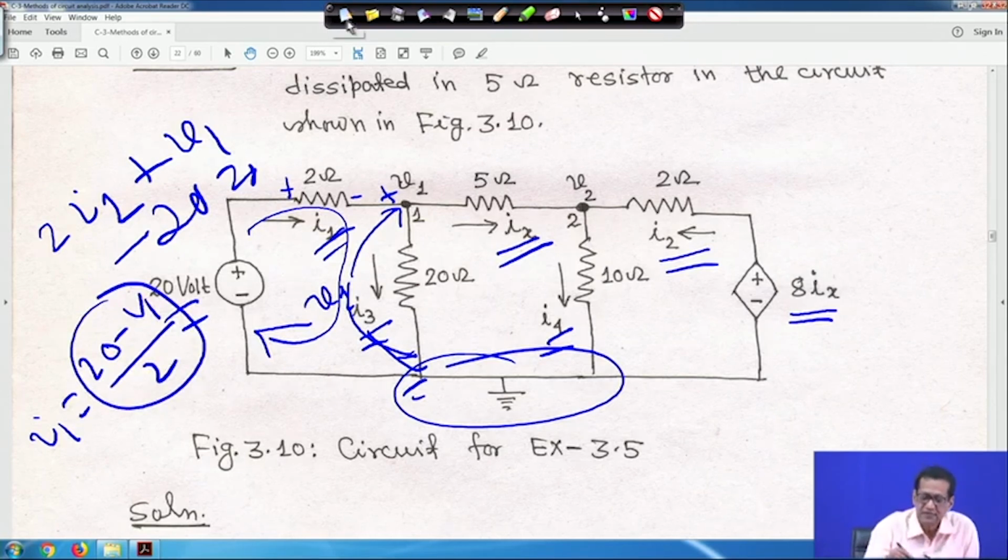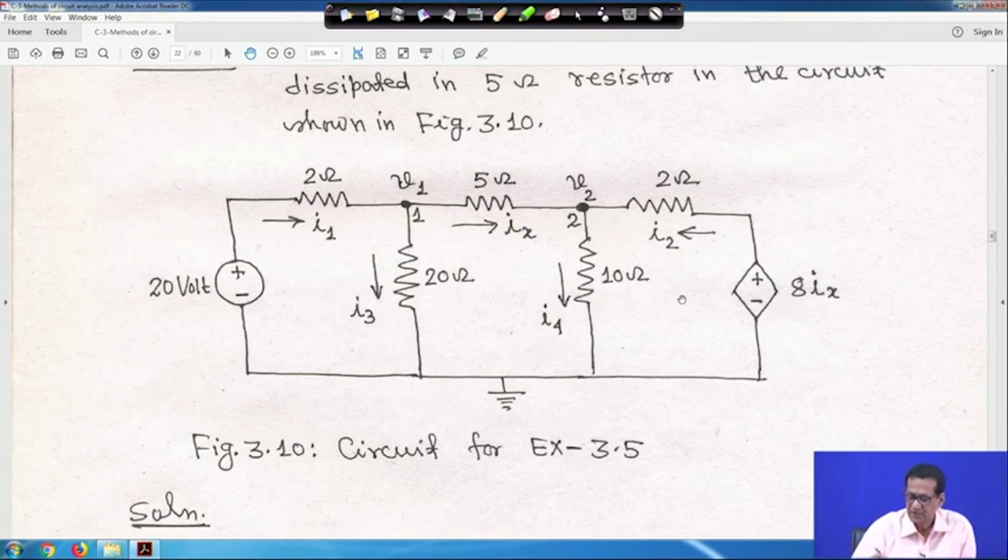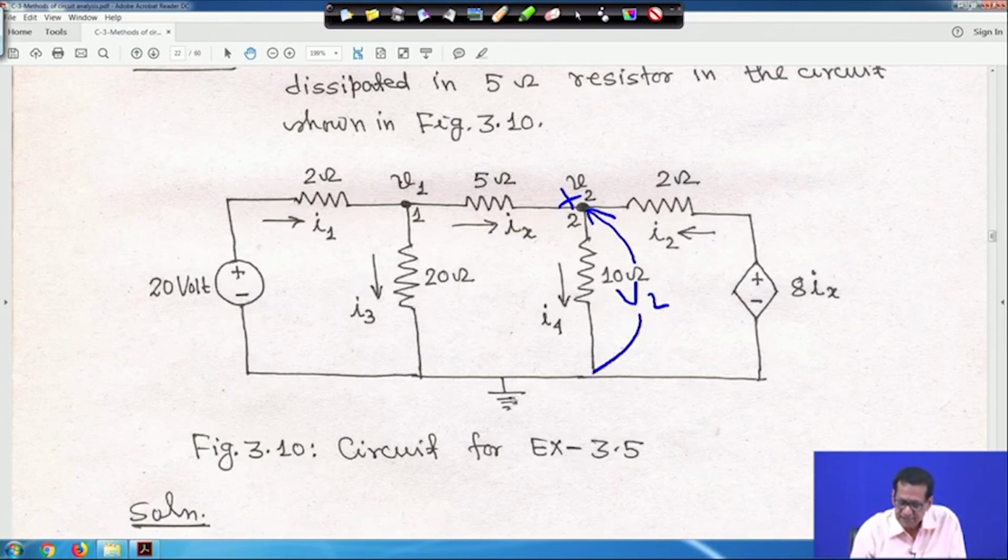So anyway, let me clear it. All these things are marked. The only thing is that you have to apply KCL at node 1 and node 2, and after that you make it. Similarly, another thing is this 8 volt. Before going to that, I will tell you directly. This is plus, this voltage is V2, and this is ground, meaning it is minus.